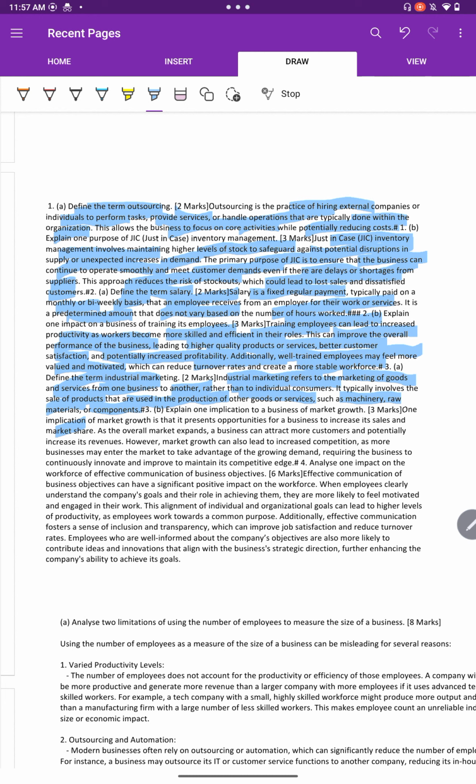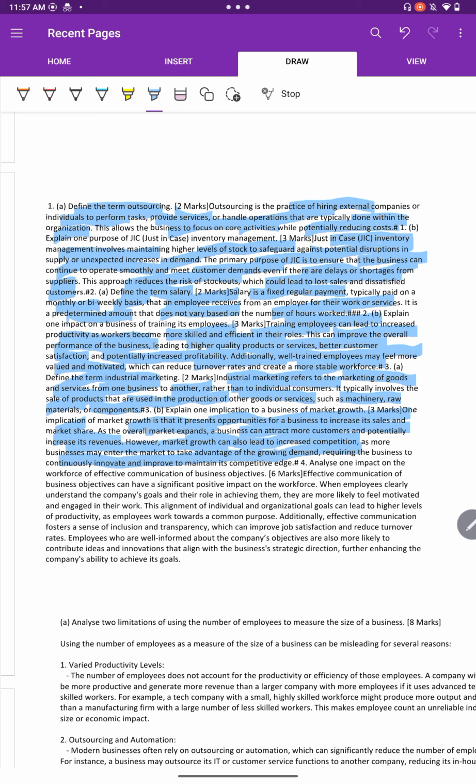So explain one implication. Okay. One implication of market growth is that it presents opportunities for a business to increase its sales and market share. As the overall market expands, a business can attract more customers and potentially increase its revenue. However, market growth can lead to increased competition, as more businesses may enter the market to take advantage of the growing demand, requiring the business to continuously innovate and improve to maintain its competitiveness.